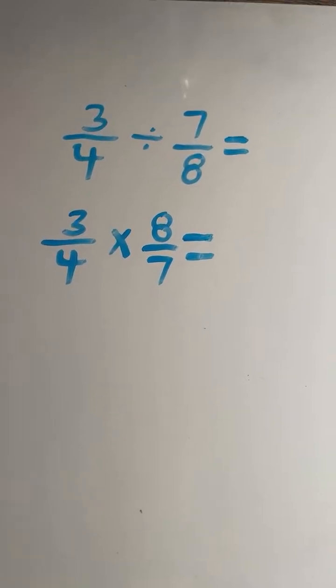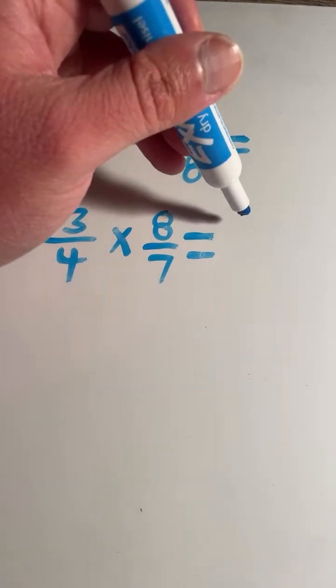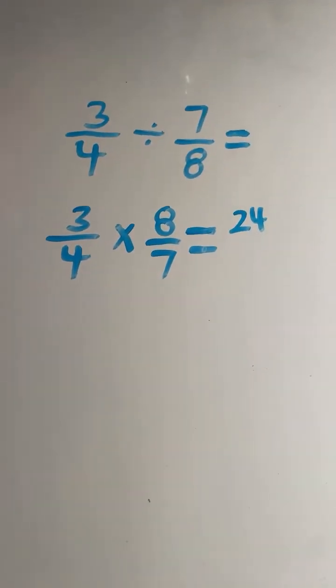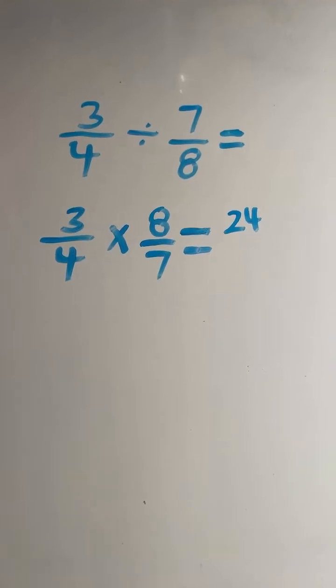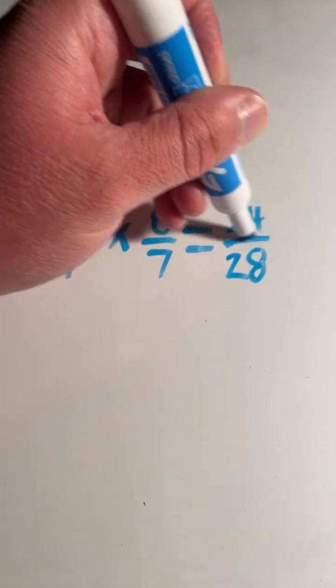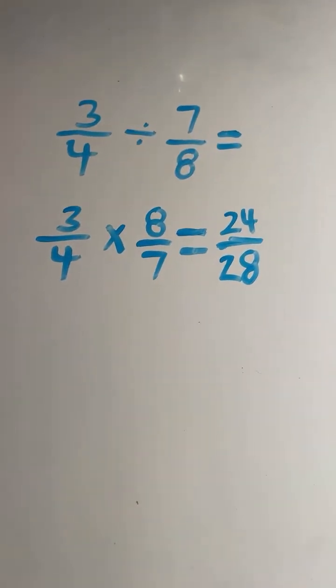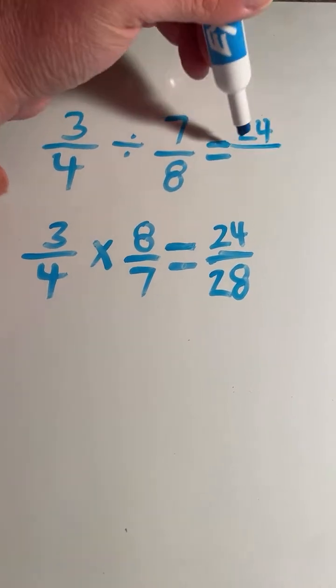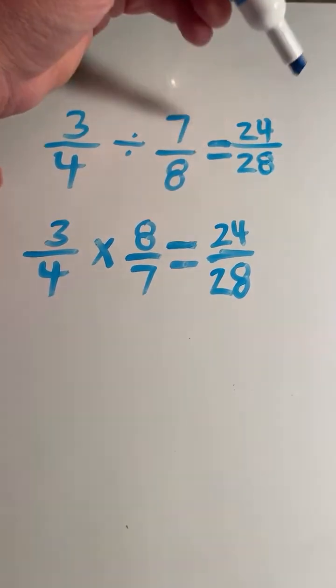And now, from here, we multiply. 3 times 8 equals 24. 4 times 7 equals 28. And we have our final answer. 3/4 divided by 7/8 equals 24/28. Now that fraction can be reduced. It's not in lowest terms.